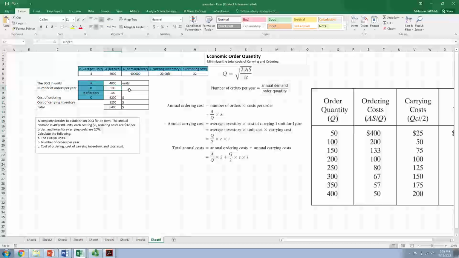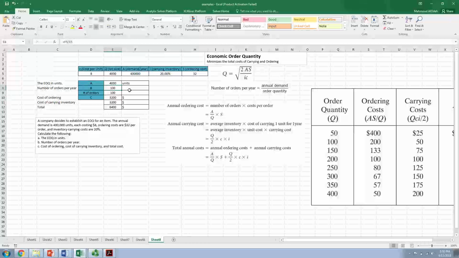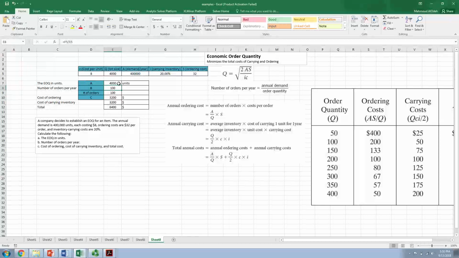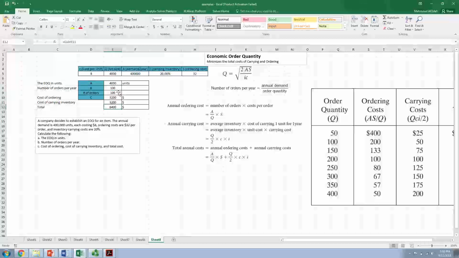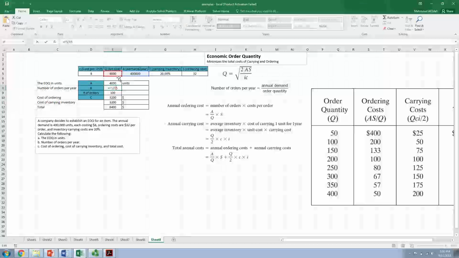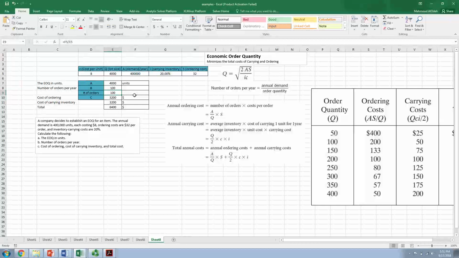How many orders per year? We need the annual demand, which is 400,000, divided by the units per order, the lot size of 4,000. So 400,000 divided by 4,000 gives you 100 orders per year.